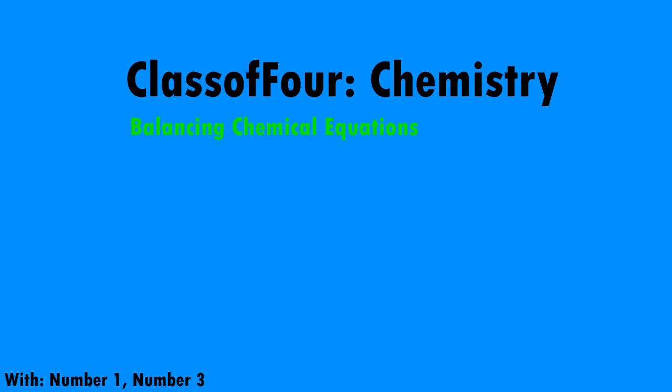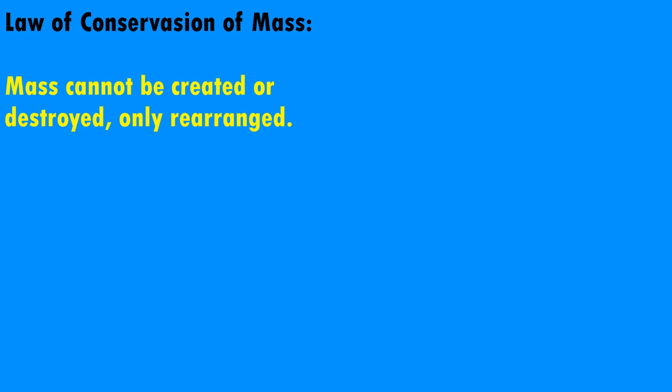So, let's talk about balancing chemical equations. Alright. Why do we even need to balance them? Well, we balance chemical equations in order to obey the law of conservation of mass, which dictates to us that mass cannot be destroyed or created, only rearranged.